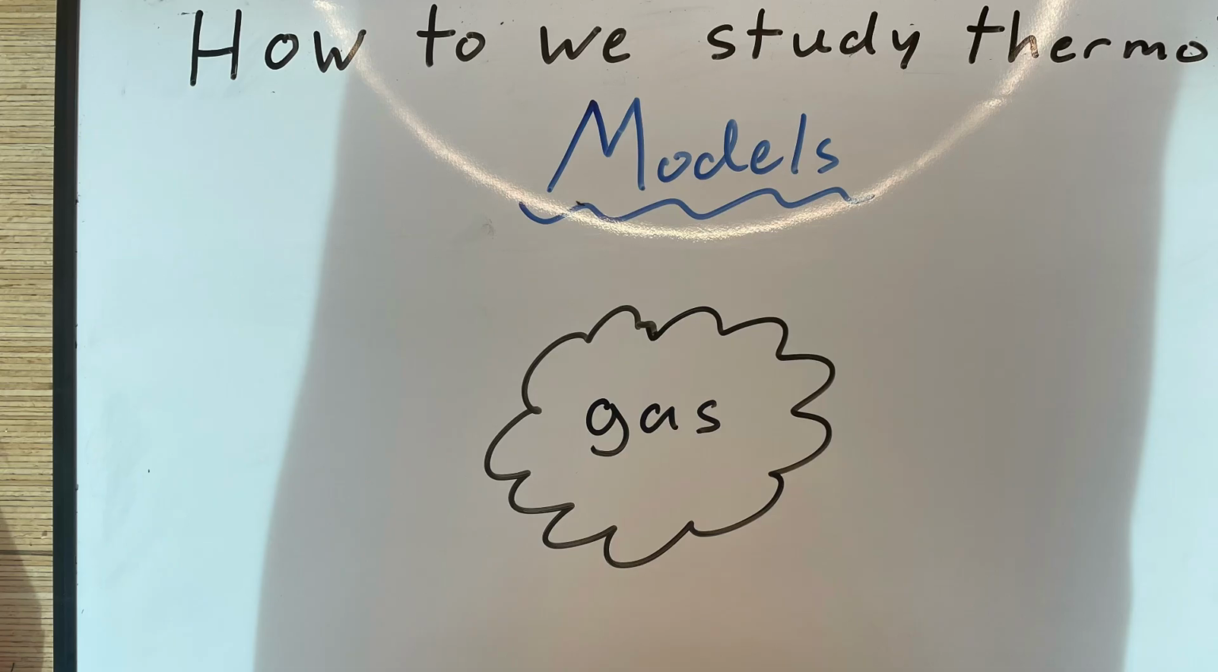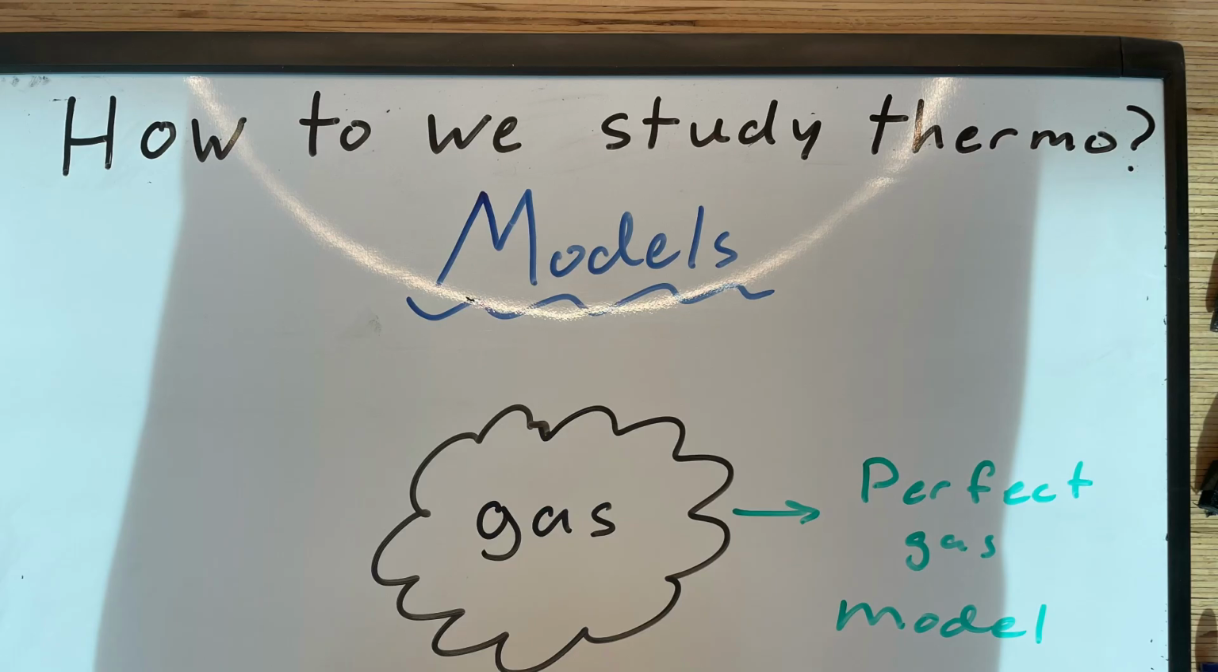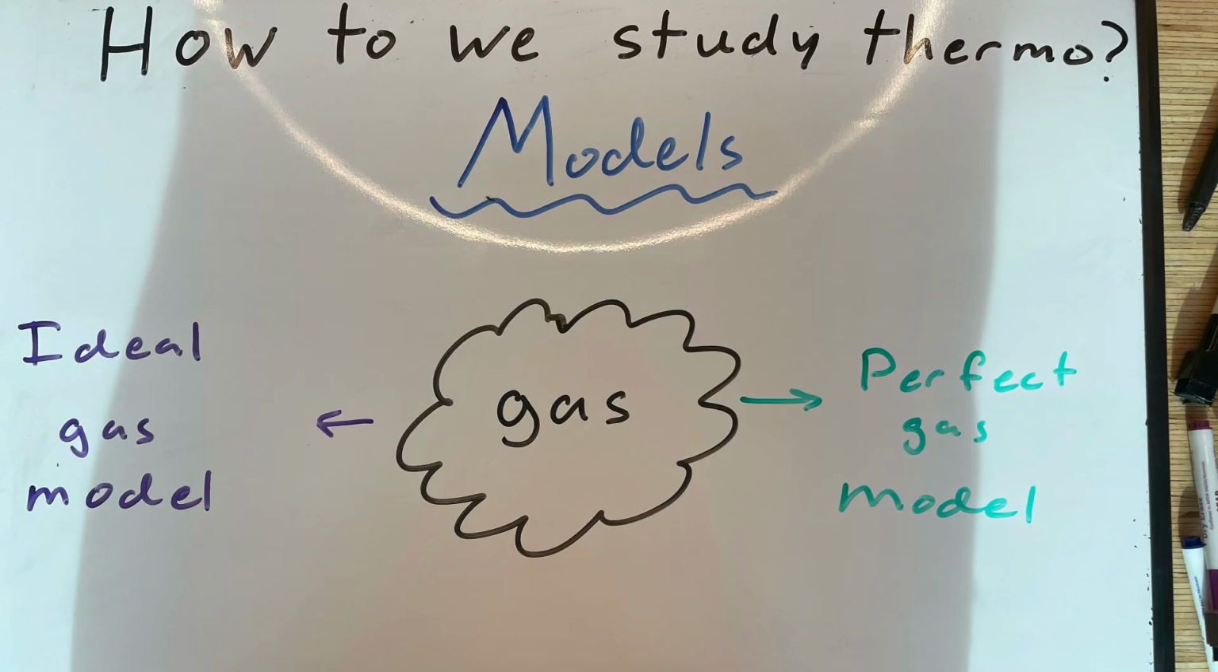When modeling gases, there are 2 different models that are used in different conditions. The perfect gas model is a way to simulate gas behavior at high pressure. At lower pressures, it's better to use the other model, the ideal gas model.